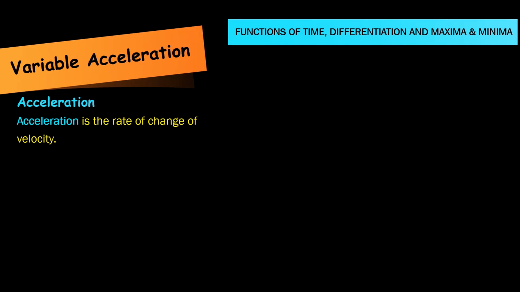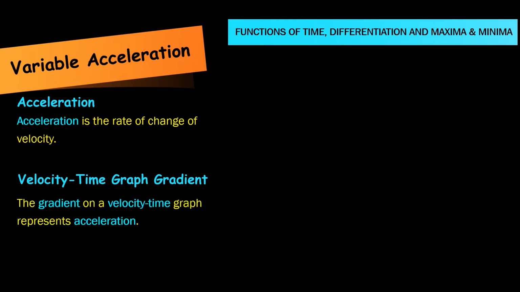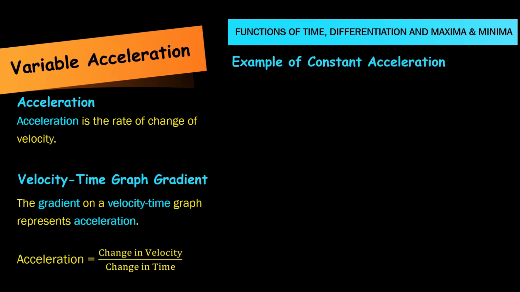Acceleration is the rate of change of velocity. In a velocity time graph, the gradient represents the acceleration. So acceleration equals the change in velocity divided by the change in time.